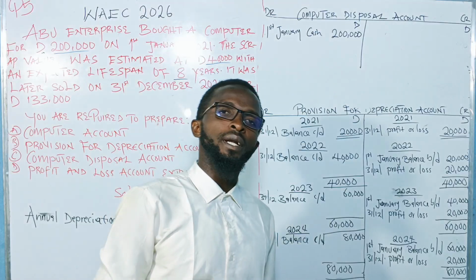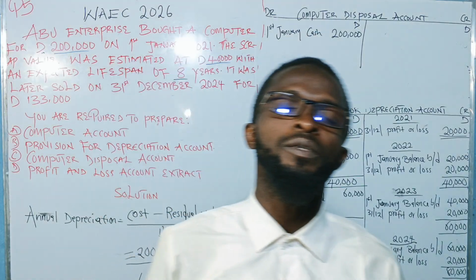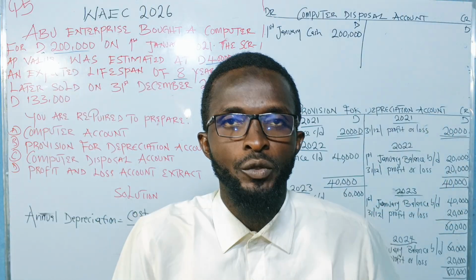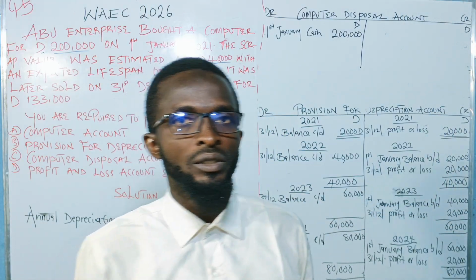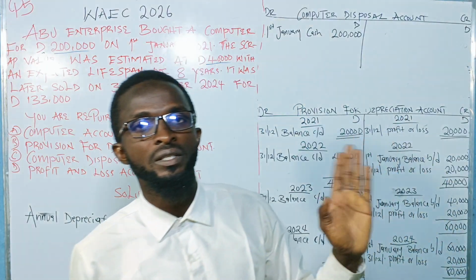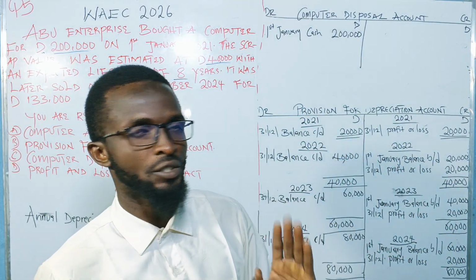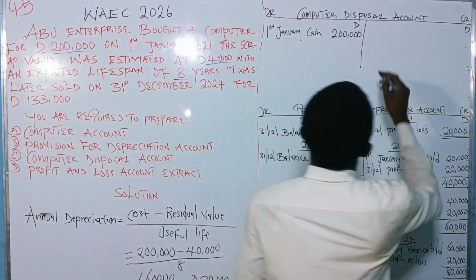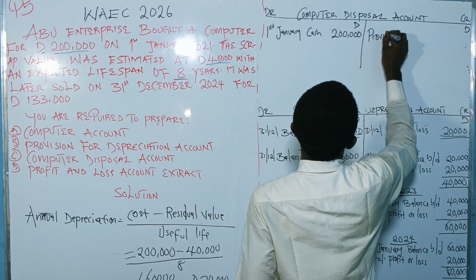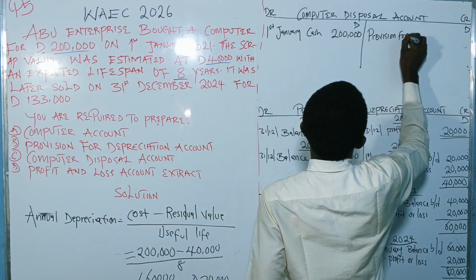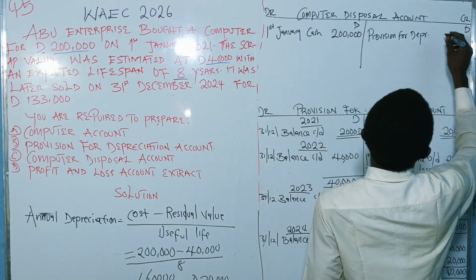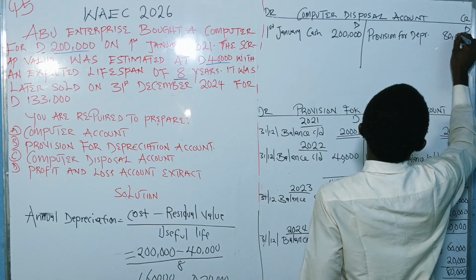Then you are now to bring the accumulated depreciation. When we say the accumulated depreciation, we mean the total depreciation charged throughout the period. The total depreciation is 20,000 plus 20,000 for 4 years. We have 80,000. This is the accumulated depreciation. So you have to bring it here as provision for depreciation, 80,000.